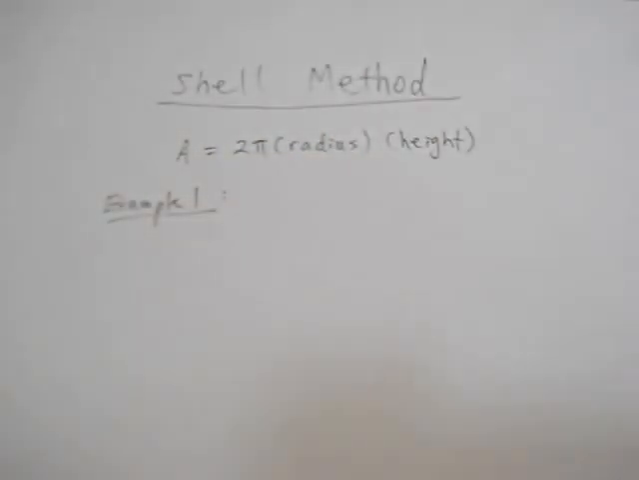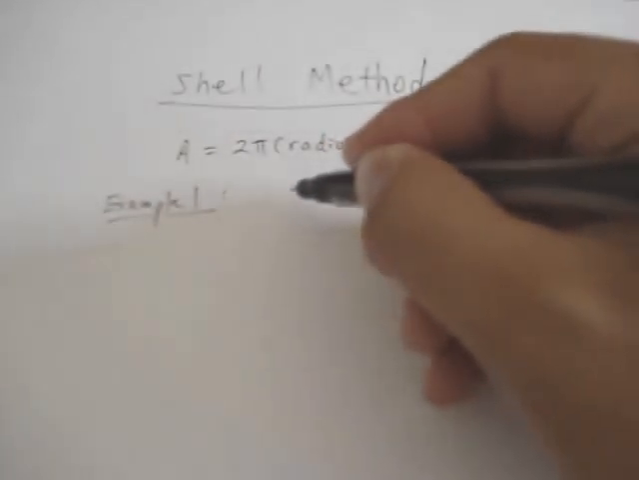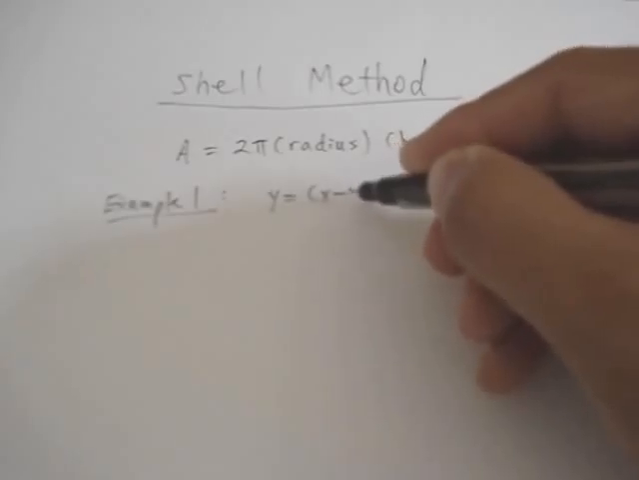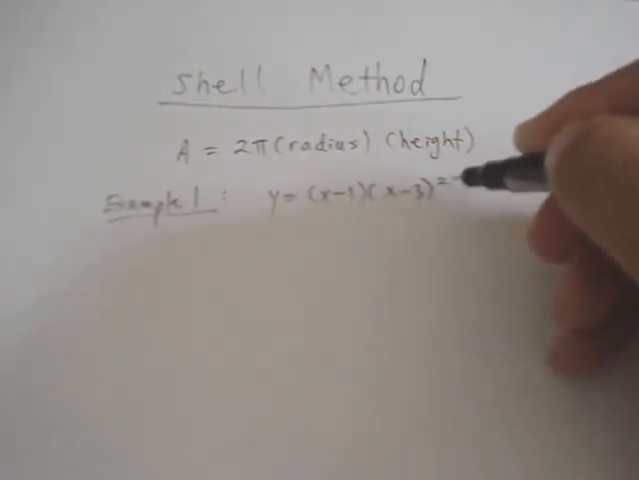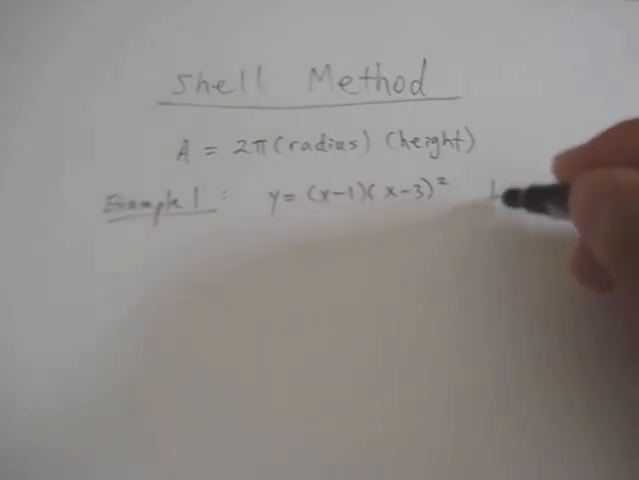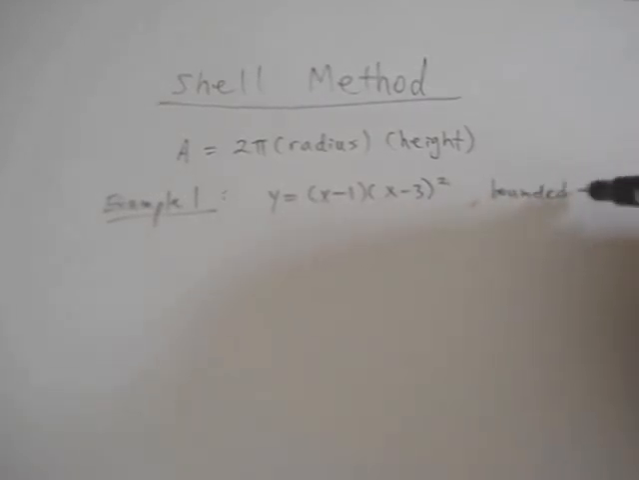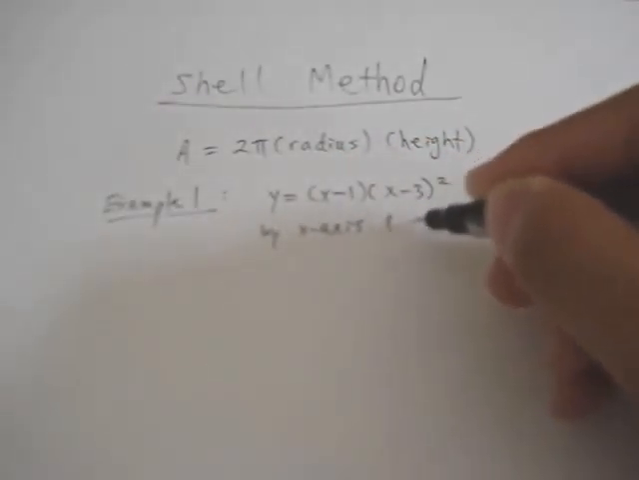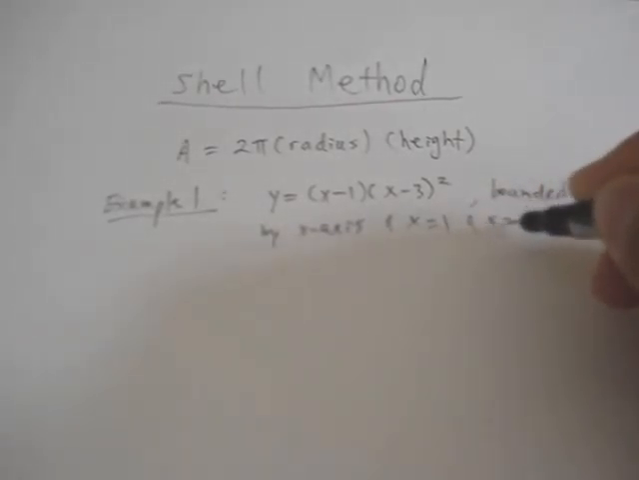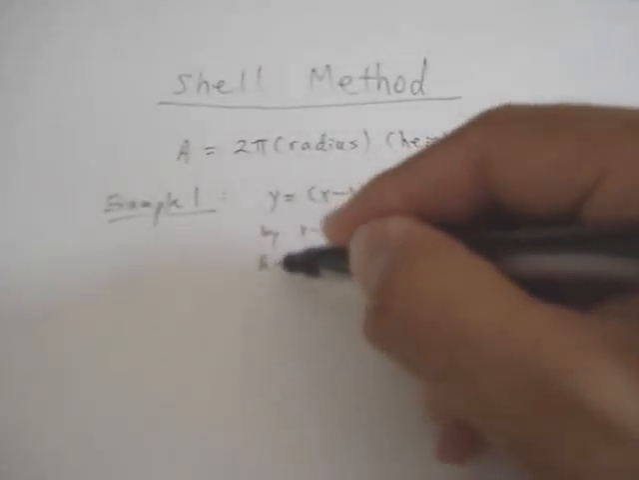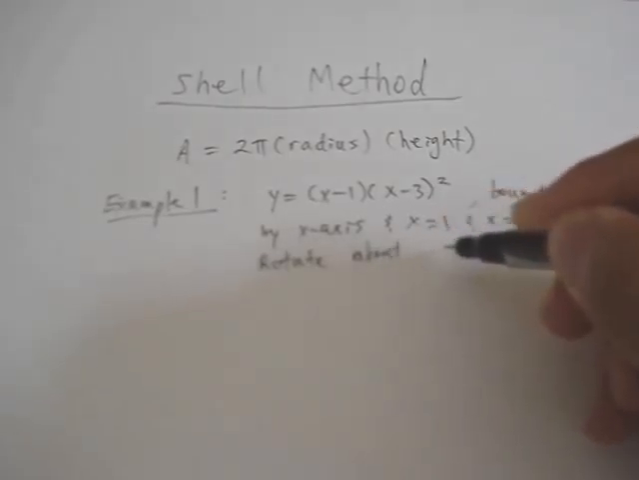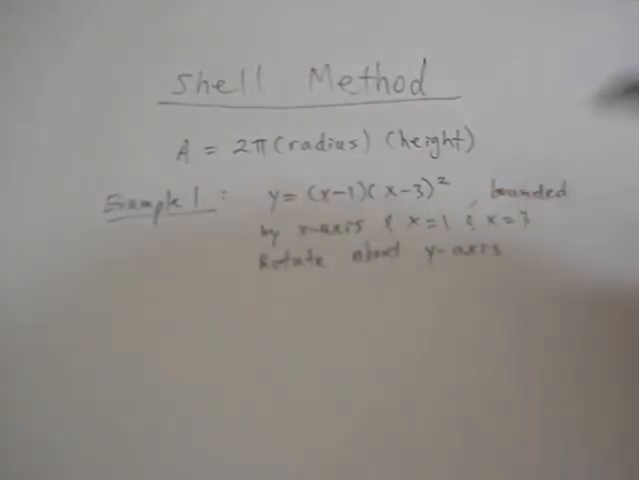So for example 1, you have a curve given by this equation: y is equal to the quantity of x minus 1 times the quantity of x minus 3 squared, and it's bounded by the x-axis, and x is equal to 1 and x is equal to 3. Now you're asked to rotate this curve about the y-axis and find the volume of that solid.